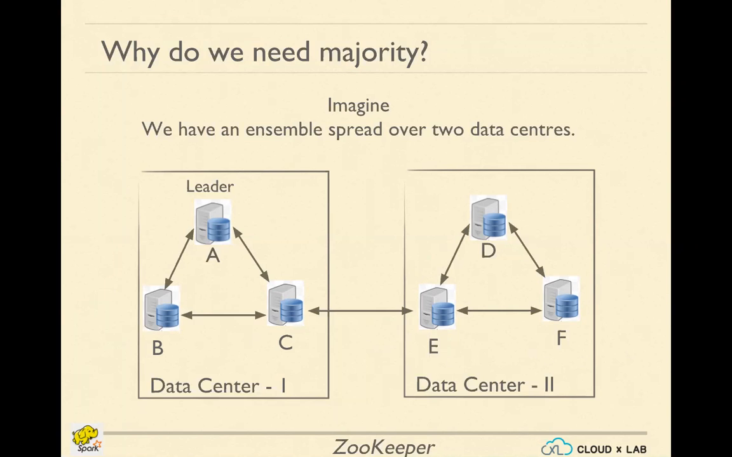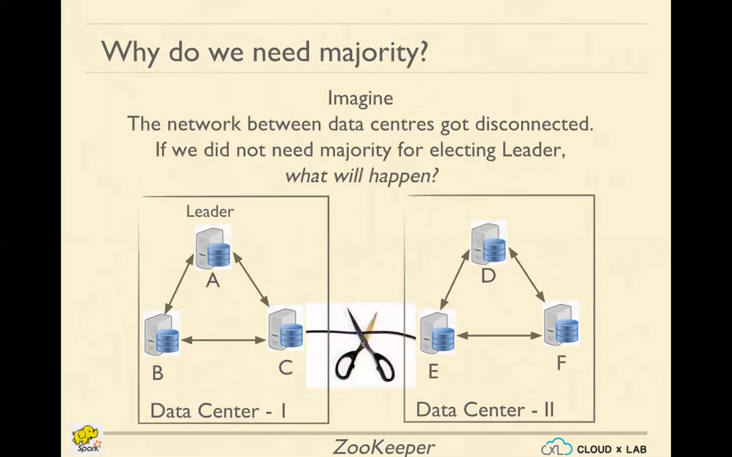All right, let's take this case. This is a very interesting case, and I'll try to answer your question regarding why we need the majority. Imagine we had 2 data centers, 1 and 2. Data center 1 has 3 nodes A, B, C, and data center 2 has D, E, F. A is the leader in data center 1. And after some time, something bad happened. The connectivity between the 2 data centers went down.